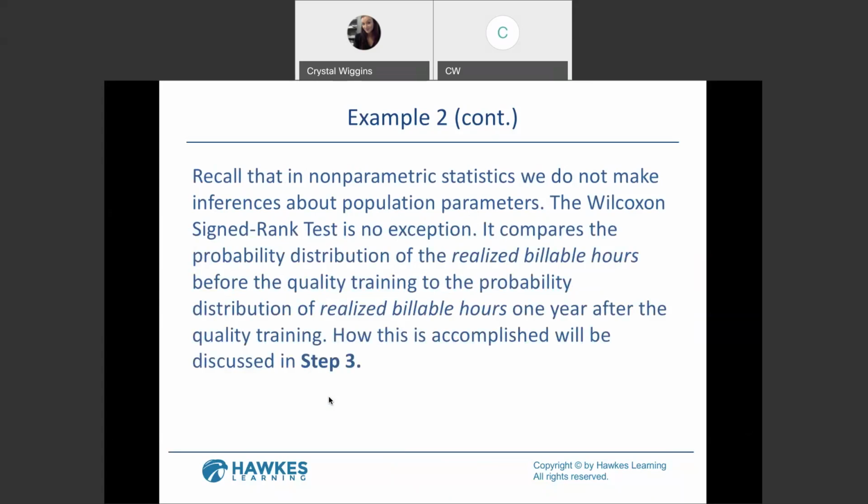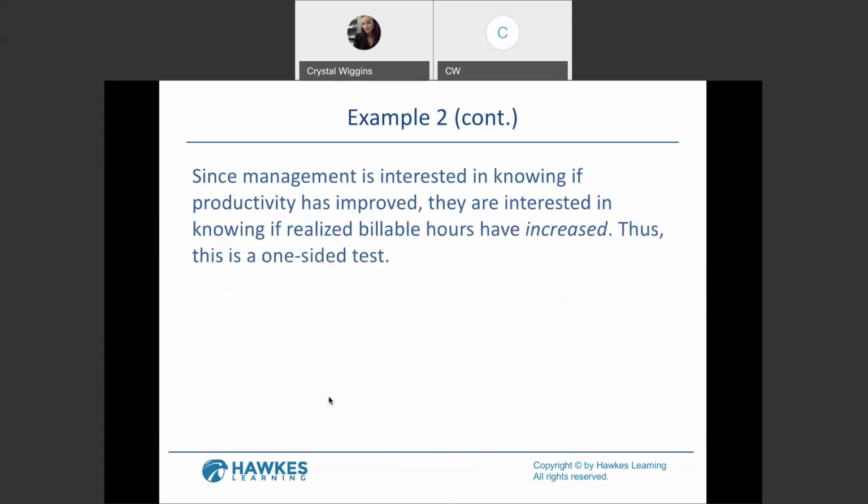Recall that in non-parametric statistics, we do not make inferences about population parameters. The Wilcoxon signed rank test is no exception. It compares the probability distribution of the realized billable hours before the quality training to the probability distribution of the realized billable hours 1 year after the training. How this is accomplished will be discussed in step 3. Since the management is interested in knowing if the productivity level has improved, they are interested in knowing if the billable hours have increased. Thus, this is a one-sided test, as I mentioned.